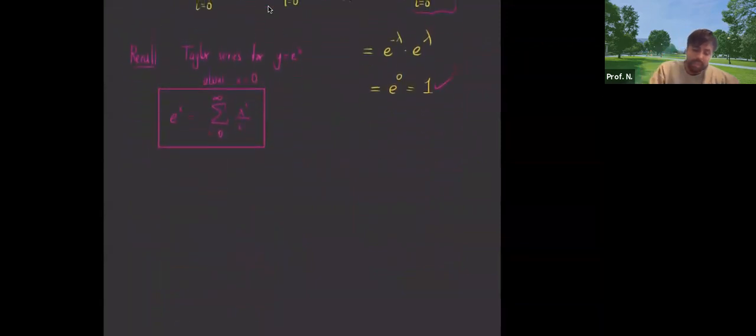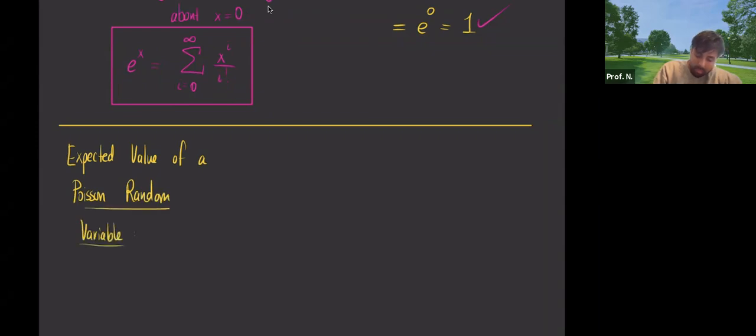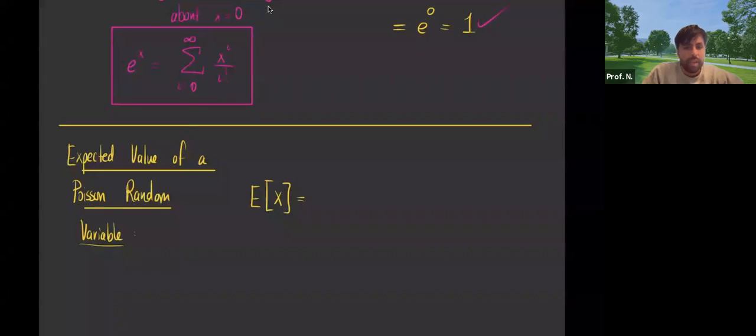So then can we figure out the expected value? What would be the expected value of a Poisson random variable? What do you guys think? So then how do you find the expected value of said random variable? You would use the definition. So what would be the definition?